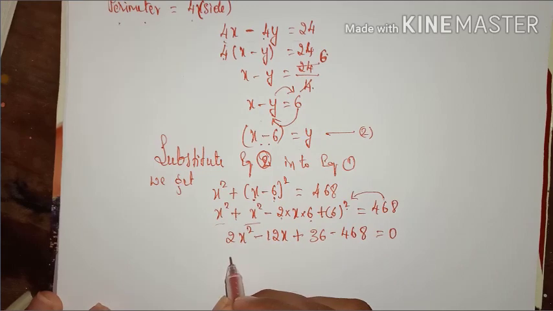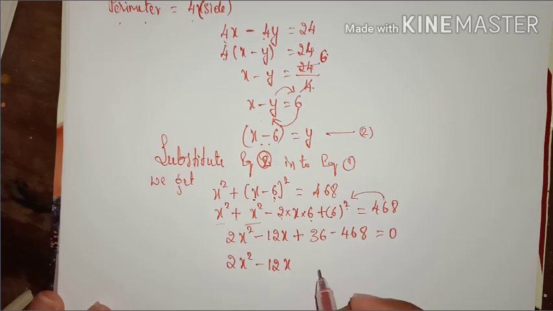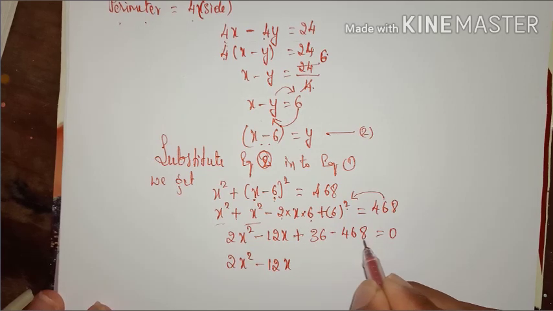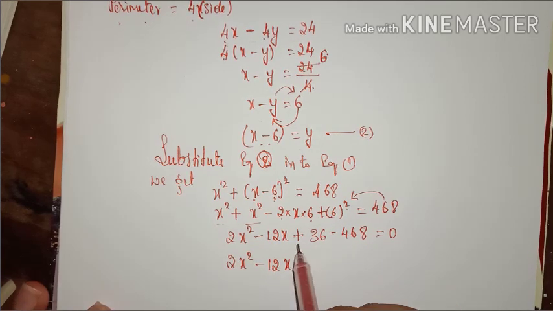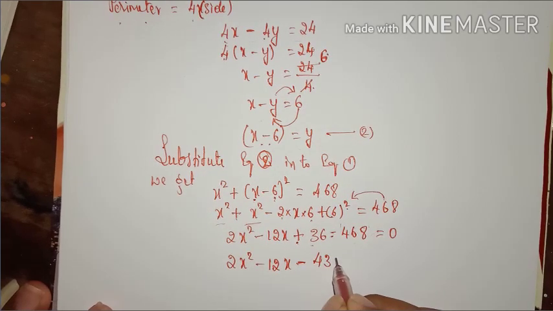Okay, now let me write 2x² minus 12x minus, so here 36 minus 468. So I have to subtract, because here plus and minus is there. If I subtract, the greater number is 468, the sign is minus. So how much is left? 468 minus 36 is 432, equals 0.